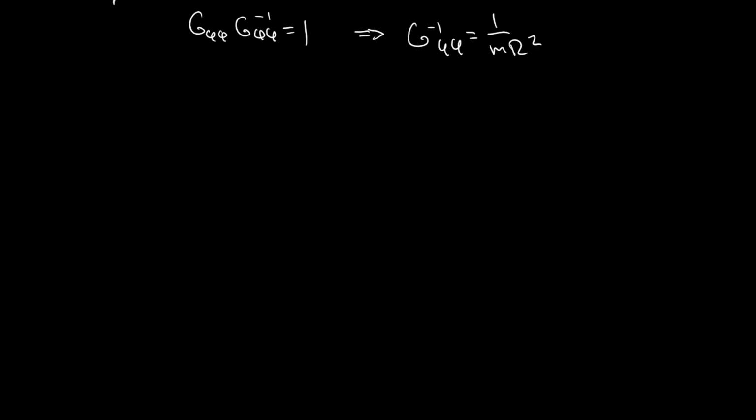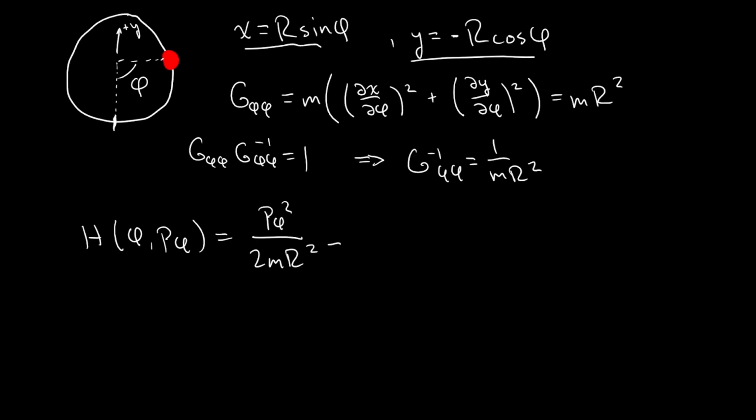So now I just go ahead and write down my Hamiltonian using phi and p sub phi. This is equal to p phi squared over 2 m r squared, and then minus, well, y is given here, so this is just minus m g r cosine phi, which is my potential energy.